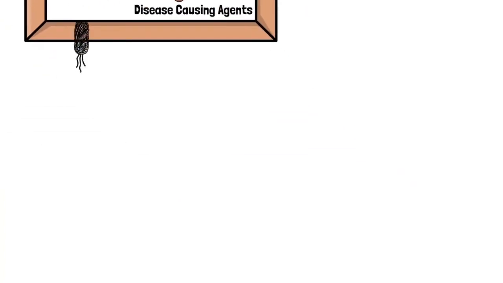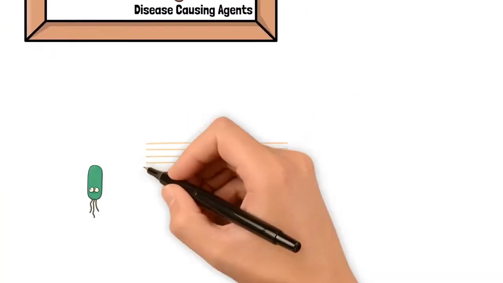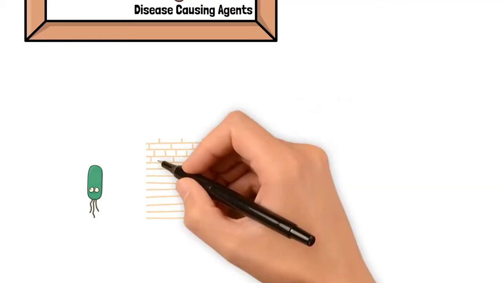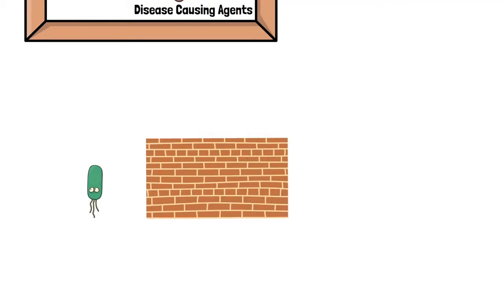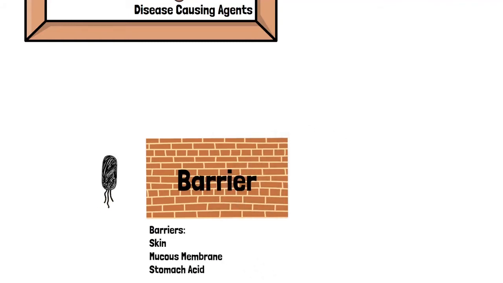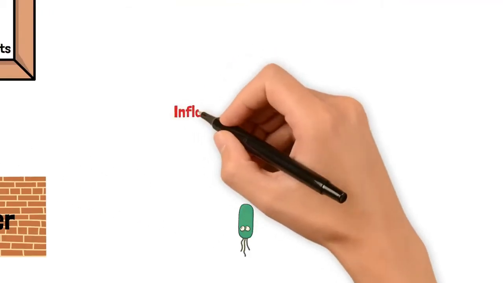For any pathogen or disease-causing agent to take hold in the human body, it must first breach barriers that have been set up to prevent pathogen invasion. This is part of what is called the innate immune system. This includes skin, mucous membranes, acid in the stomach, and the blood-brain barrier.